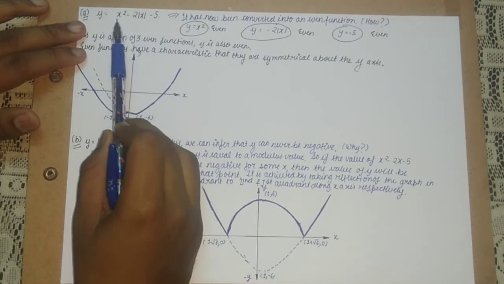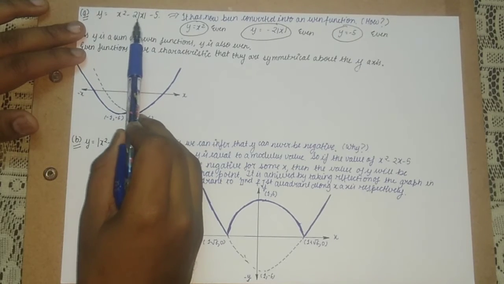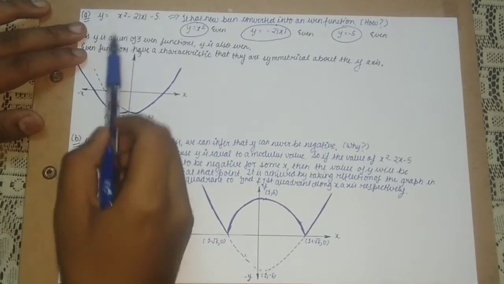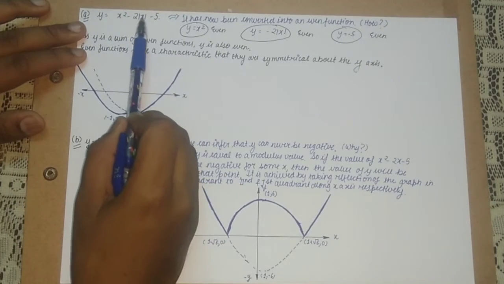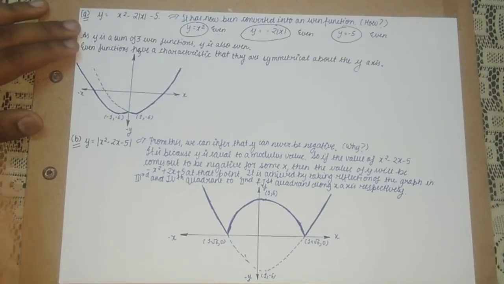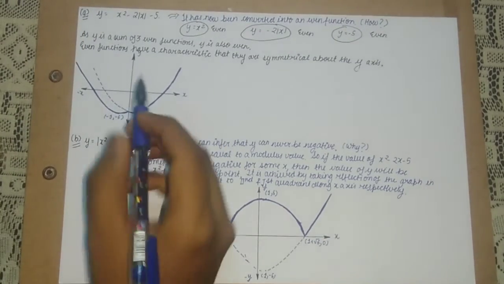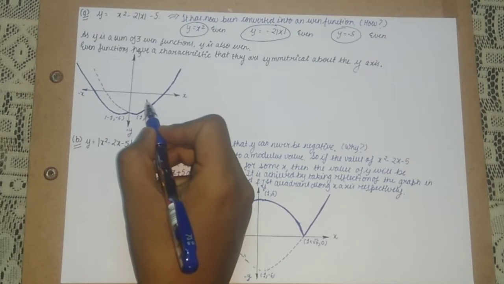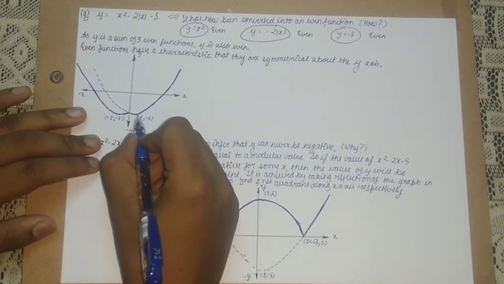Here we can see that x square is an even function, minus 2 mod x is also an even function, and minus 5 is also an even function. So therefore y is also an even function. The value of modulus x equals x whenever x is positive. So whenever x is positive, we need to draw the same graph of y equals x square minus 2x minus 5. So this is the vertex.